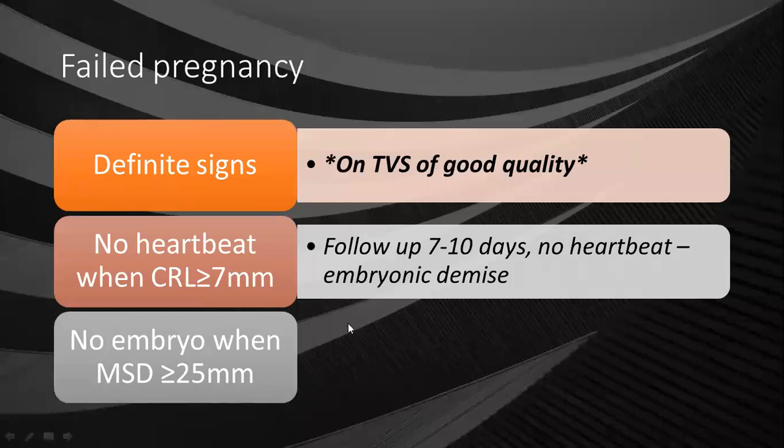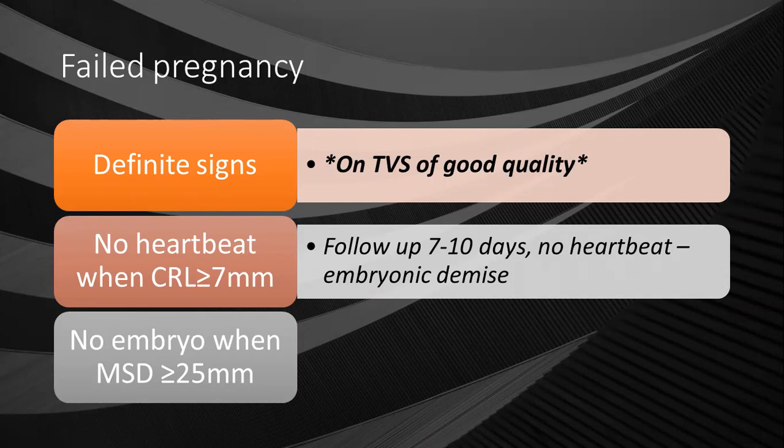So the definitive signs include seeing no heartbeat when our CRL is greater than 7 millimeters. So what we can just do is follow up this pregnancy in approximately 7 to 10 days. If we still don't see a heartbeat, then this is definitely embryonic demise.